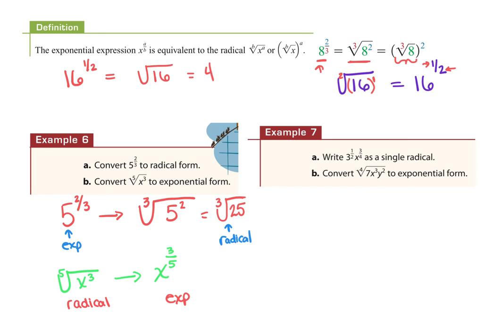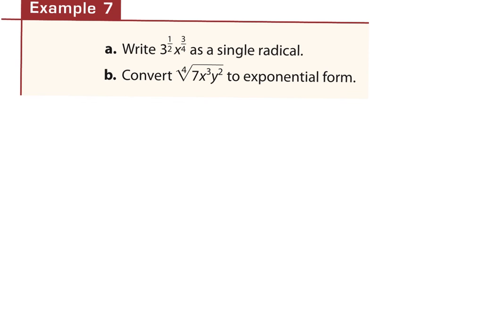If they want it as a single radical, you have to have the same index, which means you have to get a common denominator before they can go under the same exact radical. So let's look at this first one. We have 3 to the 1/2 times x to the 3/4. If I want them all under the same radical, they have to have the same index when it's all done, which means the denominators need to be the same.